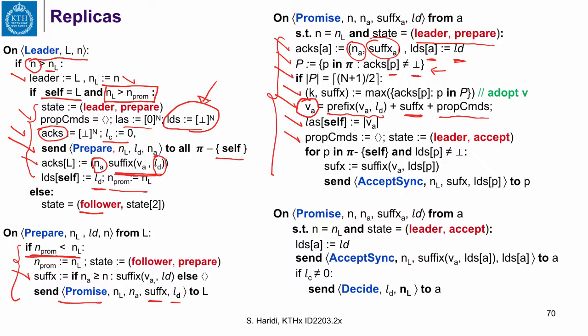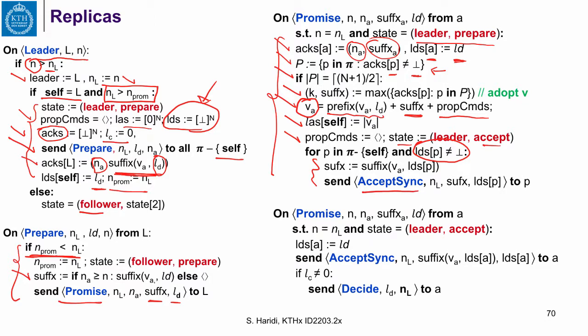I initialize the sequence of proposed commands and I move to a leader accept phase. Now I have got promises from a majority. And to those from which I got promises, I send the information that they don't have in what we call an accept sync message.